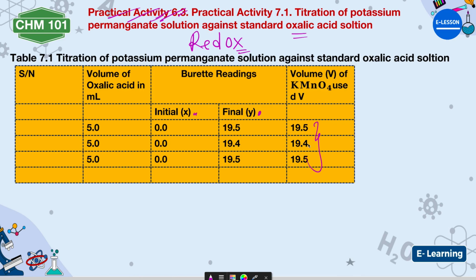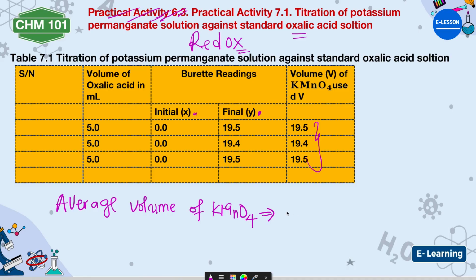So if you have gotten this table, my dear student, the next thing you need to do now is to get the average volume of KMnO4 used. How do you get the average volume of KMnO4 used? It's a very simple thing. You are going to say average volume of KMnO4 is equal to, you add the 19.5 to 19.4 to 19.5. Depends on what you've gotten here for your particular practical. Like I usually tell you, you don't have to copy what we have here. Use your values to get your answer.